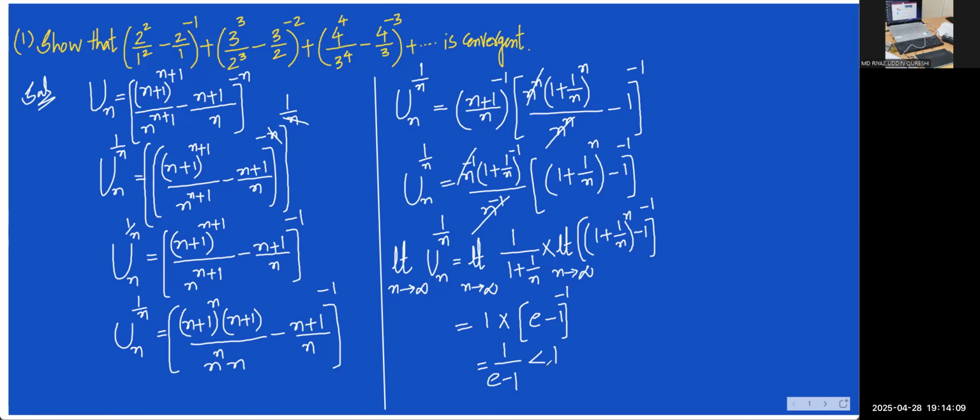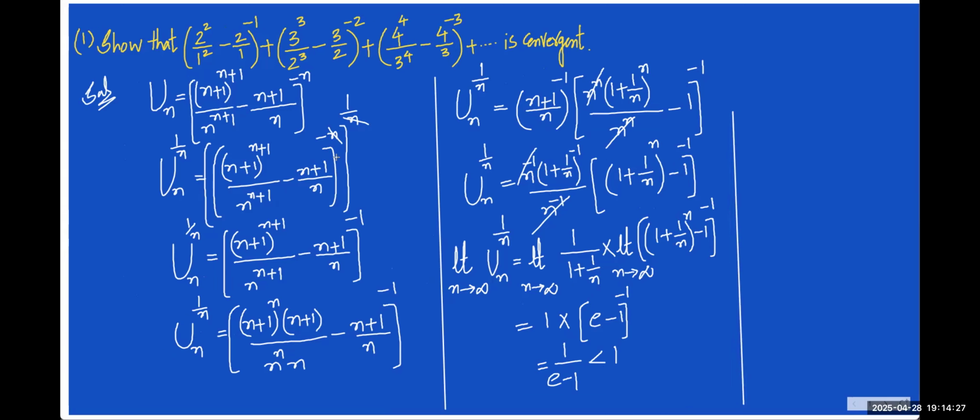Less than 1 means, what do you say, by root test, by Cauchy's nth root test, summation un is convergent. What we have to prove is the same thing only. So just we have to write like this: by root test or Cauchy's nth root test, both are the same. By root test, summation un convergent, which is the end of this very, very special problem. That's the end of this problem.